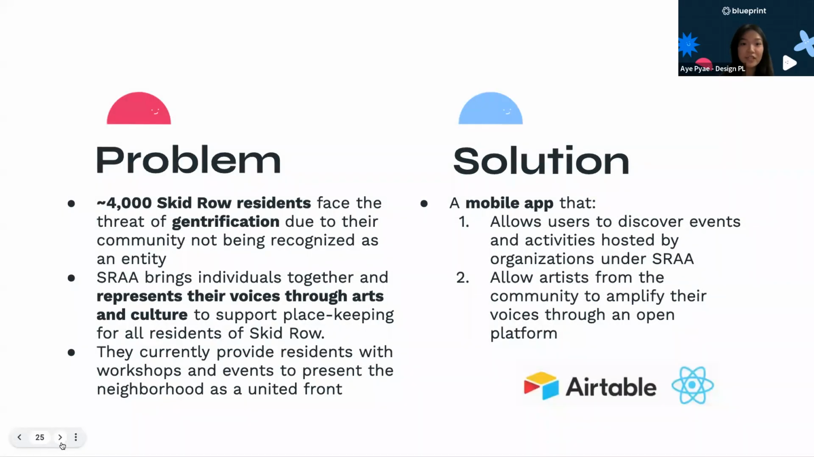So I'm not sure if y'all are familiar with Skid Row, but it's notorious for issues like gentrification and homelessness. And one of the many reasons is due to the community not being recognized as an entity. So what Skid Row Arts Alliance does is it brings individuals together and advocates for them through arts and culture to support placekeeping for all of the residents in Skid Row. And right now they provide residents with workshops and events to present the neighborhood of Skid Row as a united front.